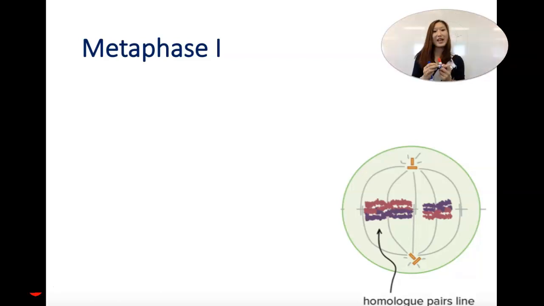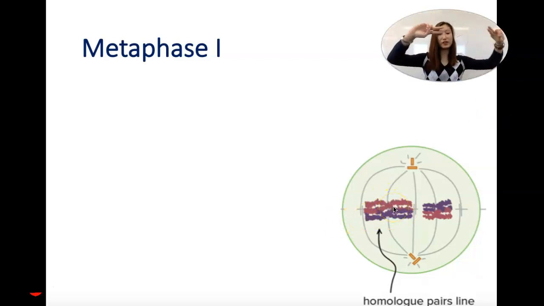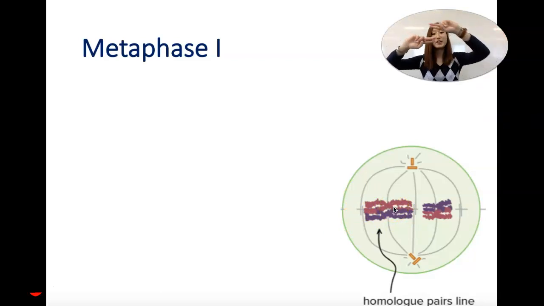However, in this picture, what you see is homologous chromosomes line up. So instead of having X shapes all in one line, you have each pair being lined up. Okay, see the difference? Instead of lining up like this, you're lining up like this. So that's metaphase 1, homologous chromosomes line up. This is very important. This is what makes meiosis 1 different from mitosis, or meiosis 2.